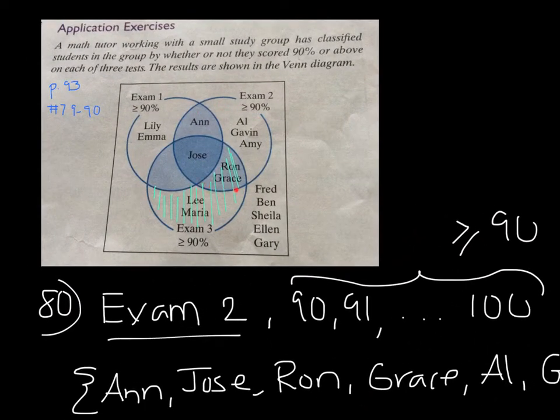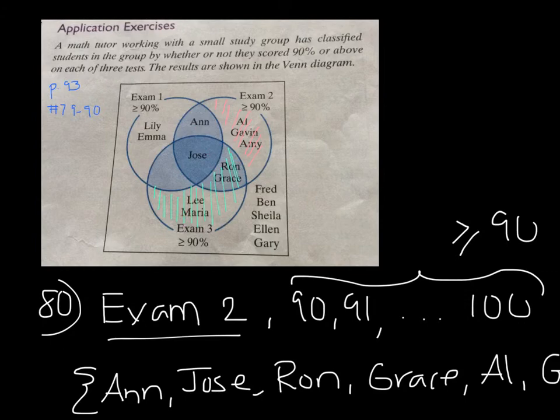So exam 2 is right there, and all of these students got at least 90% on exam 2, but we don't want 1 and 3. So think of taking this circle and this circle out. We're literally cutting these pieces off. So what's left is this piece right here. Maybe I'll put it in pink. So Al, Gavin, and Amy are the set of students who scored 90% or above on exam 2, and not on exam 1 or exam 3.